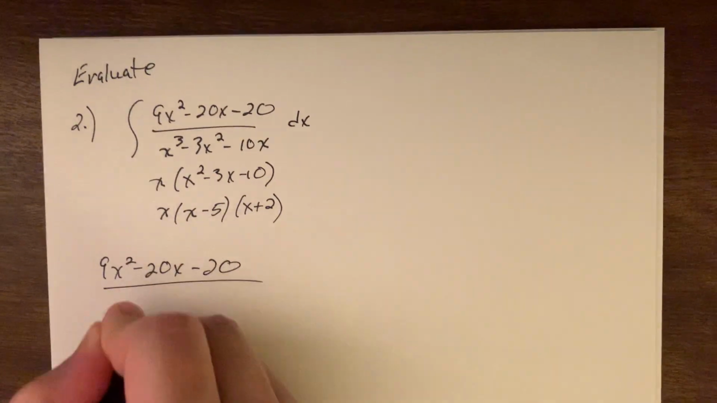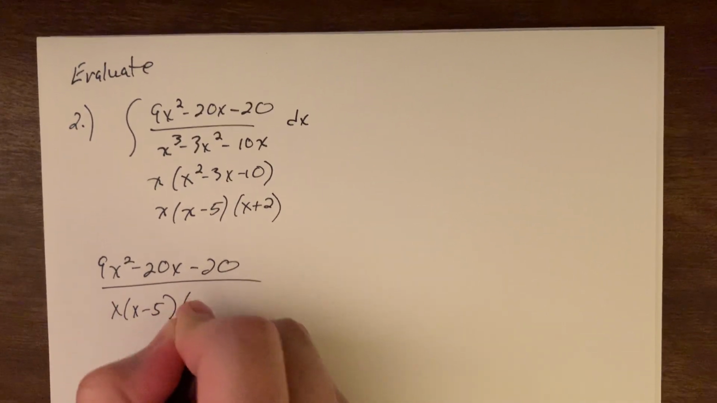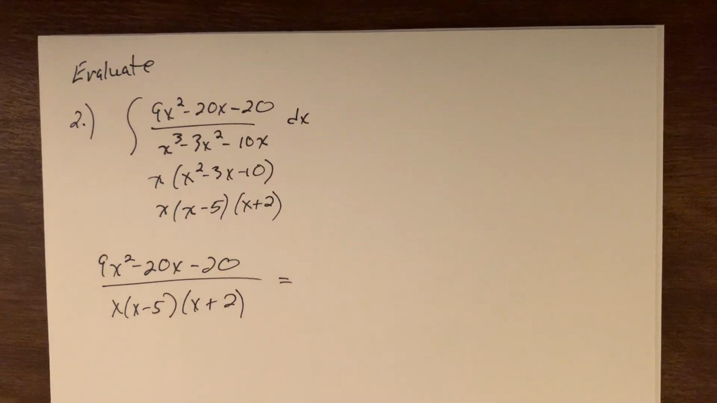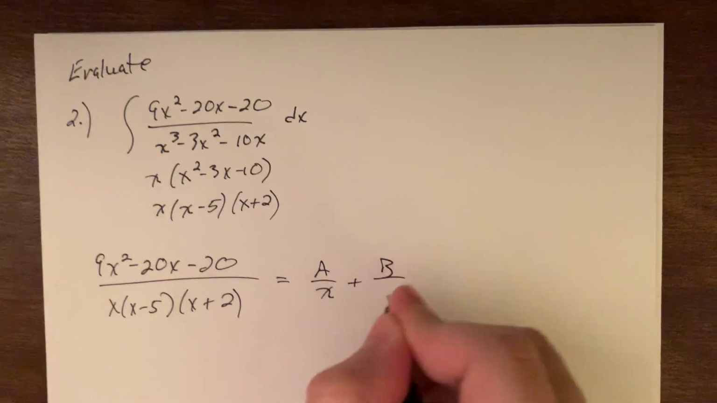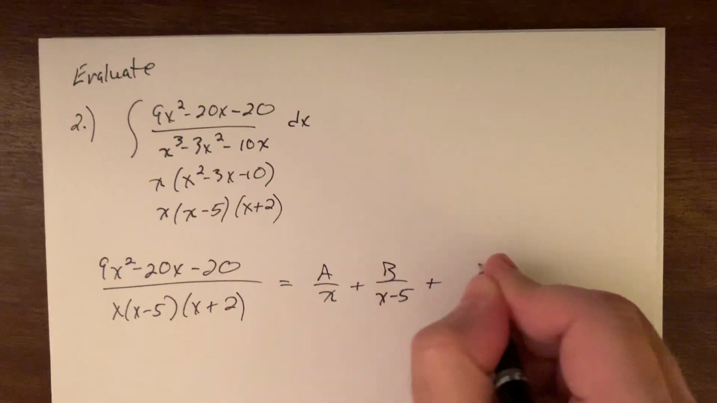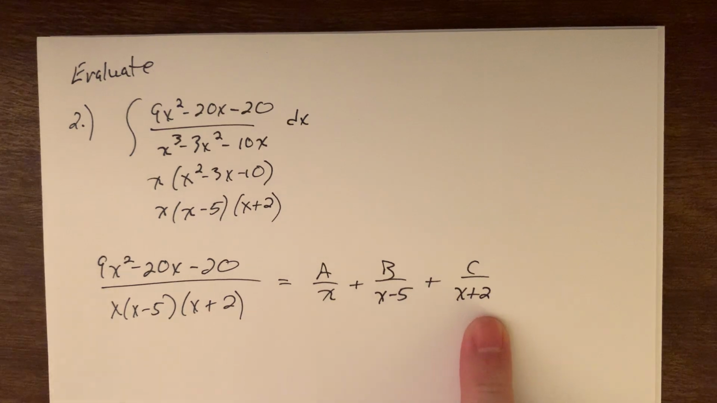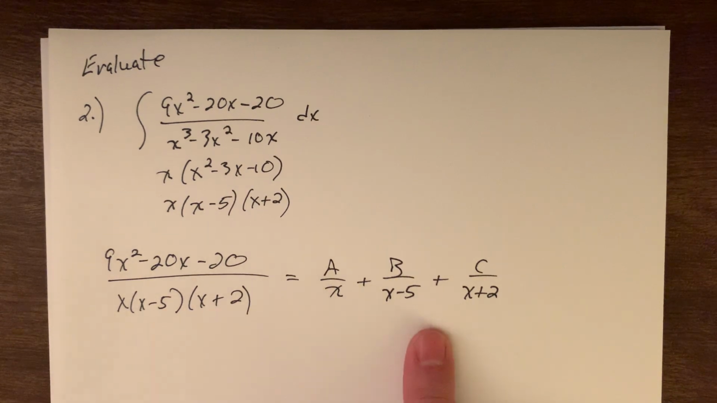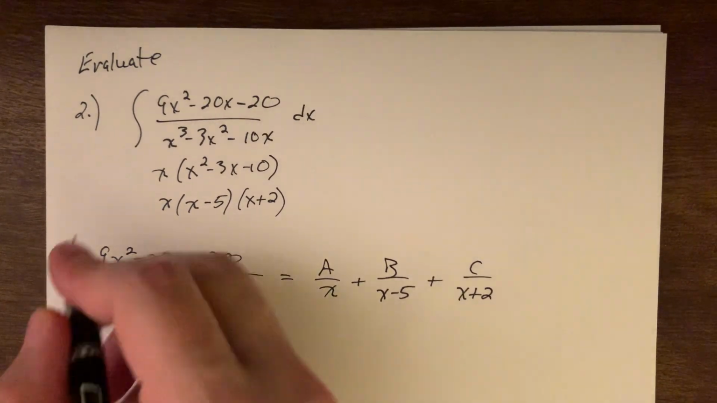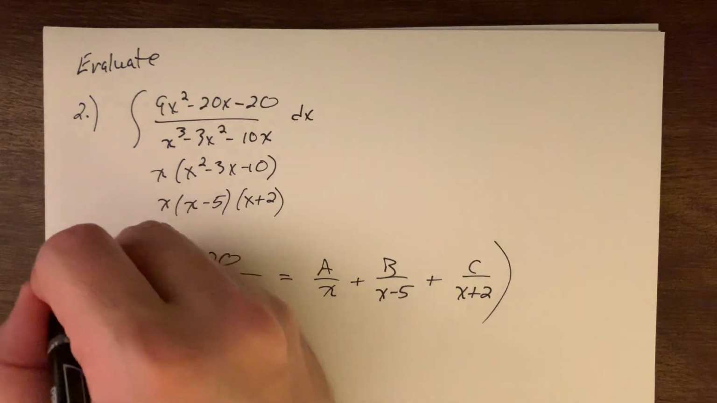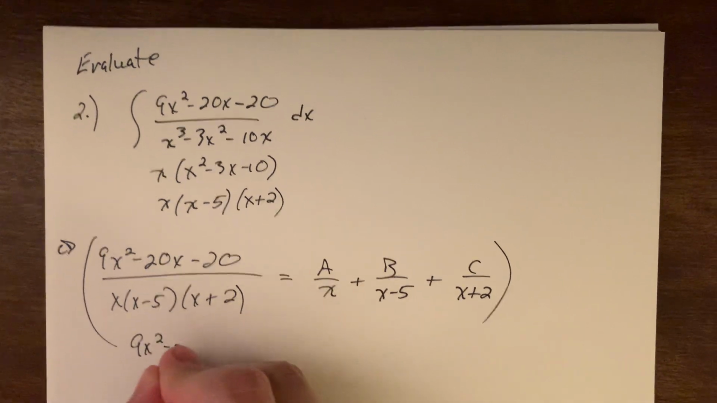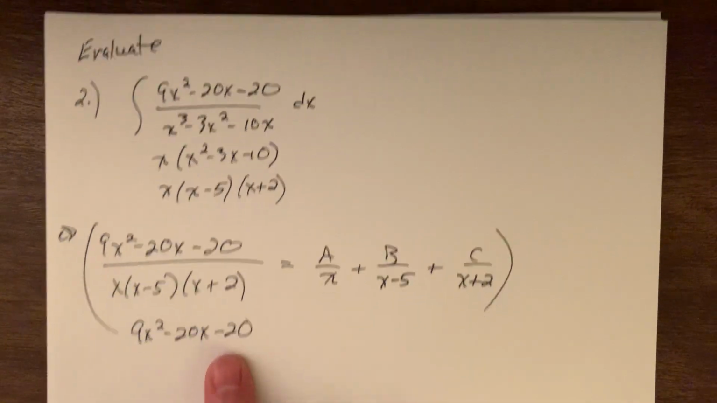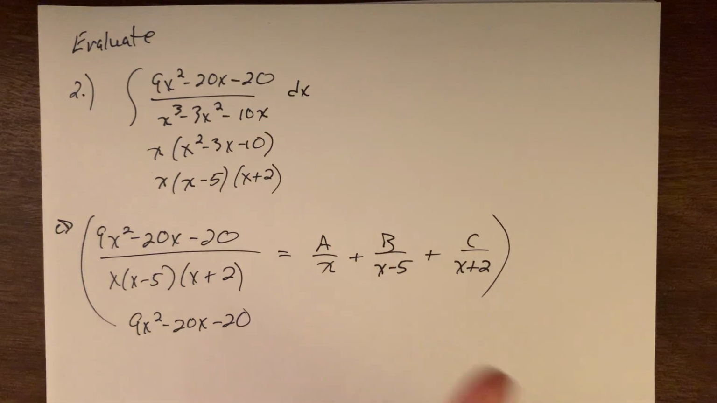There's the numerator over my factored denominator. The decomposition, I'll get an A over x, a B over x minus 5, and then a C over x plus 2. And just like we saw, that's just the decomposition. In order to solve this, I'm going to multiply everything by that common denominator so that this cancels. So I'm just left with the 9x squared minus 20x minus 20.